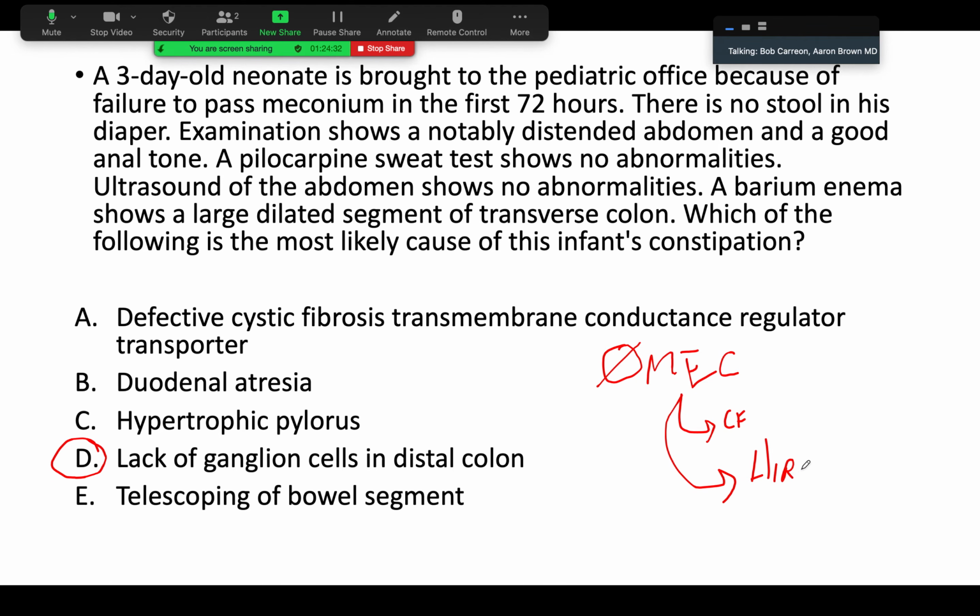There are other things that can do this. You can have some sort of atresia in the intestinal tract. If you have atresia, obviously you're not going to pass meconium because there's no real GI tract to pass it through. There are a number of other causes of failure to pass meconium, but typically, at least in the context of USMLE, cystic fibrosis and Hirschsprung's are going to be the top of your differential, and you've got to figure out which one it is. Here they tell you a sweat test shows no abnormalities, and so right off the bat, you're knocking out cystic fibrosis. Seeing the large dilated segment of transverse colon. Now, why do we get a dilated transverse colon?